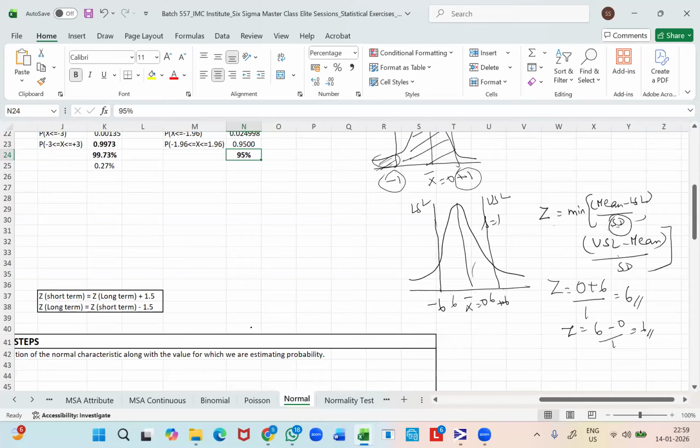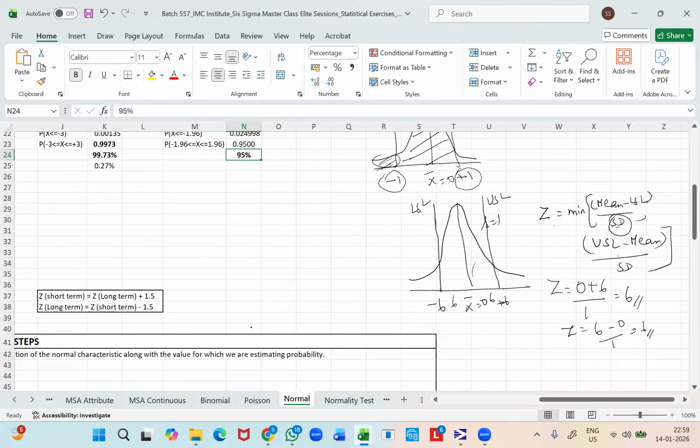And number two, what exactly is sigma level? Conceptually speaking, sigma level is nothing but the number of standard deviations you are able to pack between mean and LSL, or between mean and USL, whichever is minimum. The minimum doesn't arise if the mean is aligning with the target, as I just now mentioned.